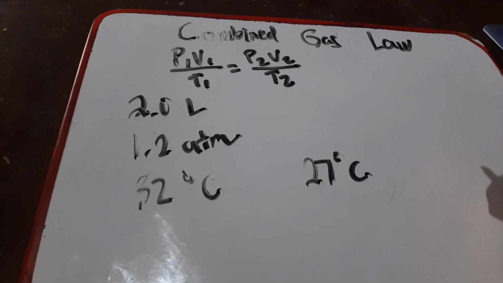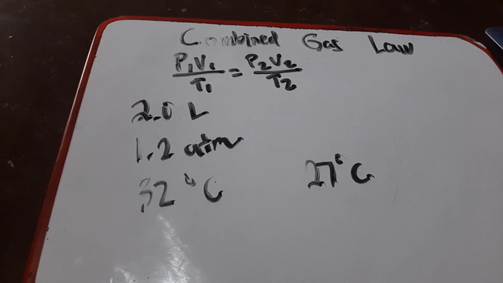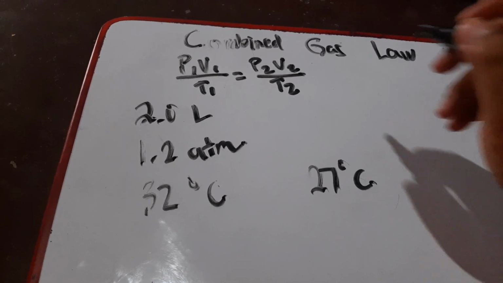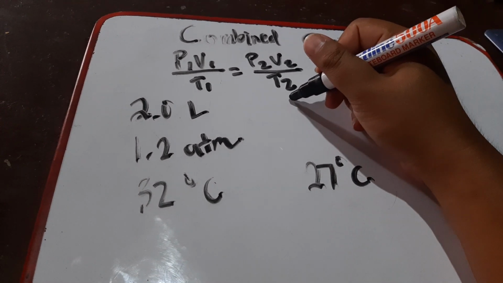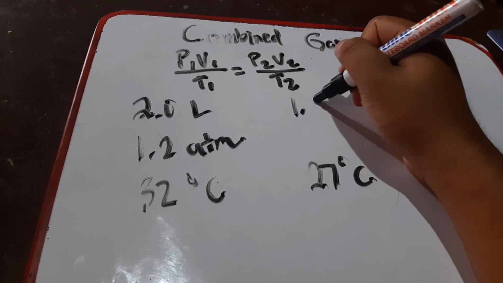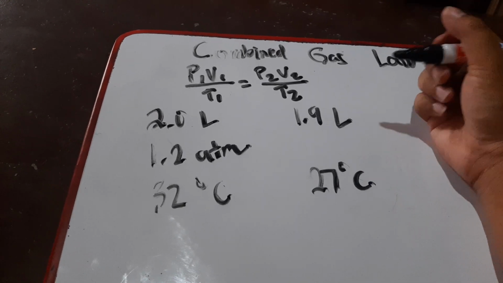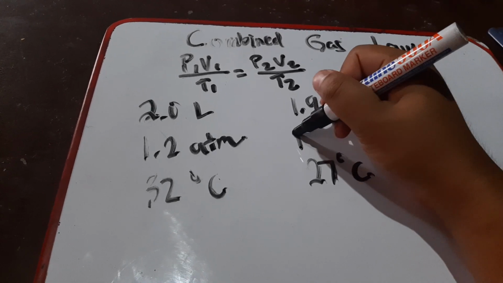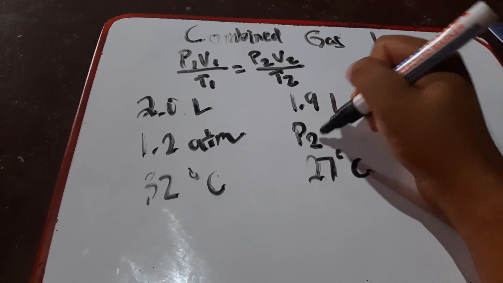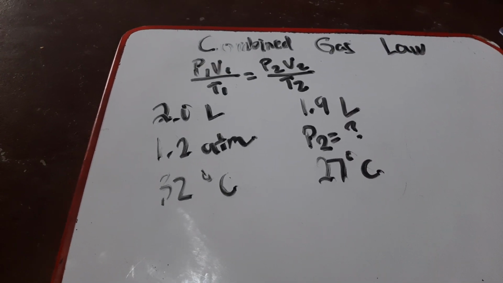Suddenly, the temperature drops to 27 degrees Celsius. And of course, since the temperature dropped, the volume also decreased, to 1.9 liters. So what would be the final pressure in the container? What would be the pressure of the balloon, the P2?